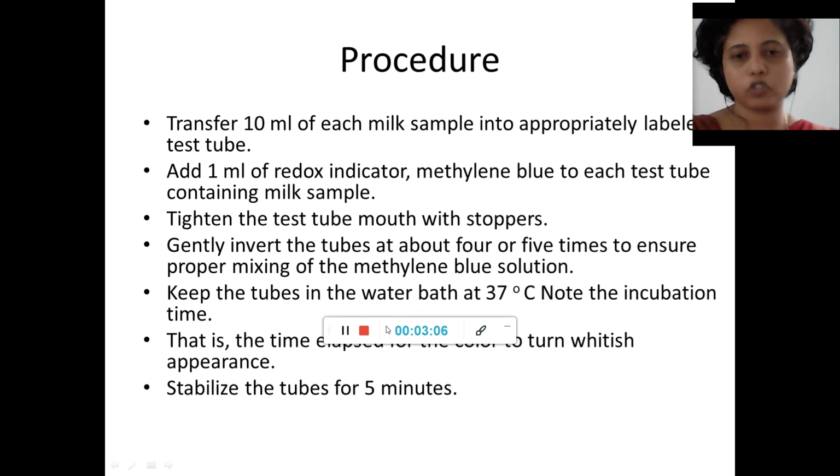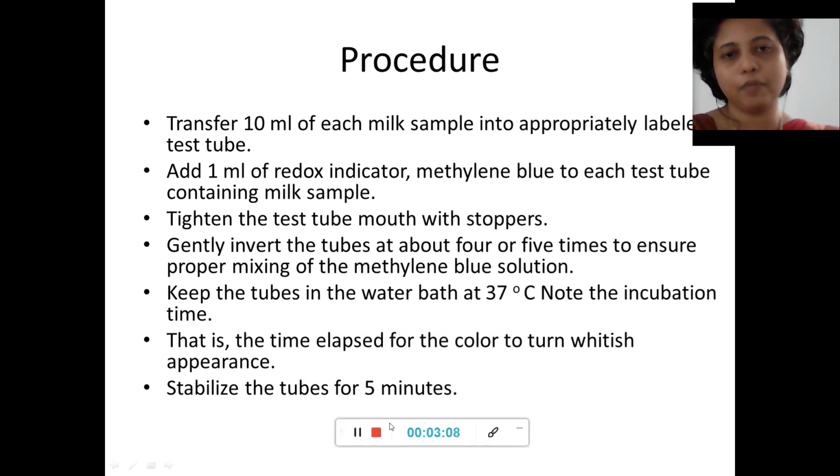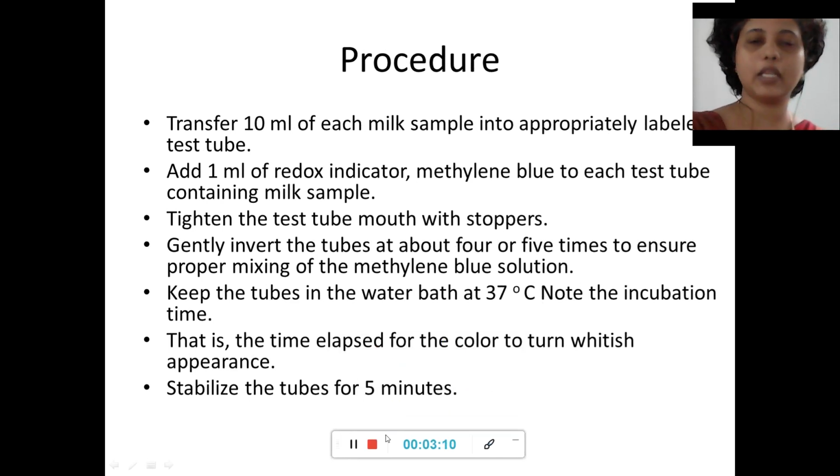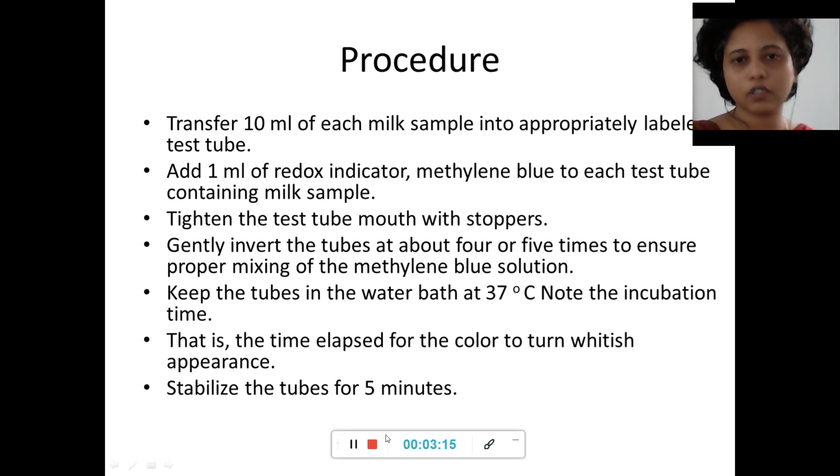Now, what is the procedure? You transfer 10 ml of milk into an appropriately labeled test tube and add 1 ml of the redox indicator. What is the redox indicator here? Methylene blue. That is added into the sample, and you close the test tube mouth with a stopper and gently invert the tubes about 4 to 5 times so that proper mixing happens.